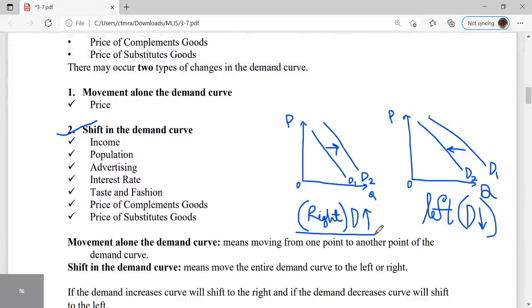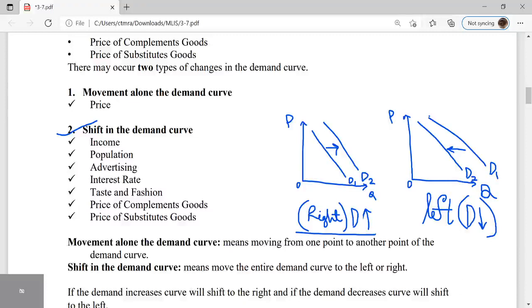Okay, so this is the normal situation. That's why this kind of situation is known as normal goods. This kind of goods are known as normal goods, for which demand rises as income rises. But there are some goods for which demand falls as income rises. Can you think of something like this?